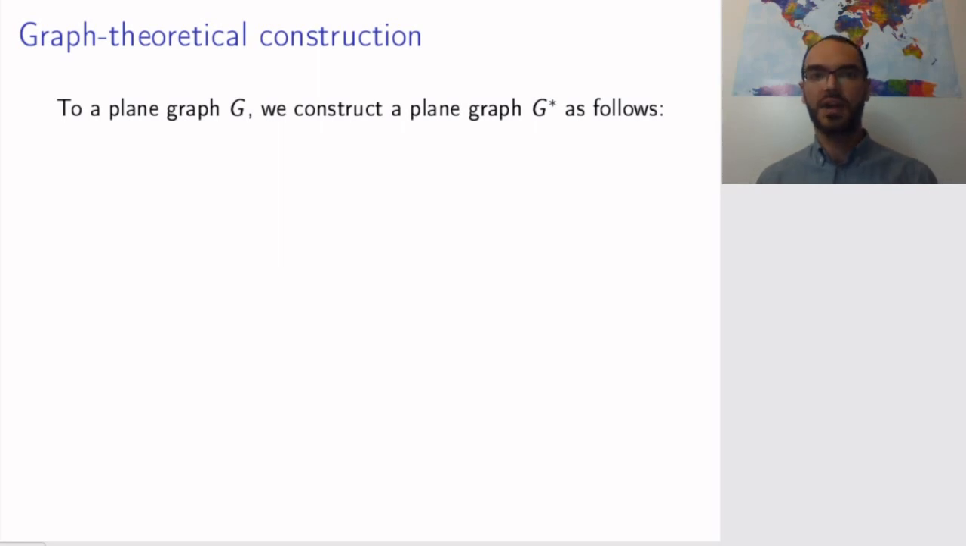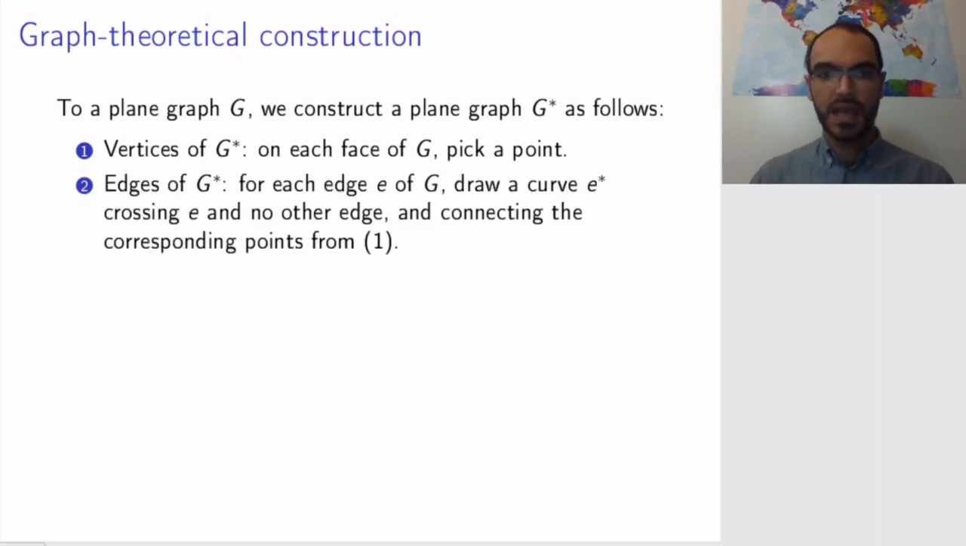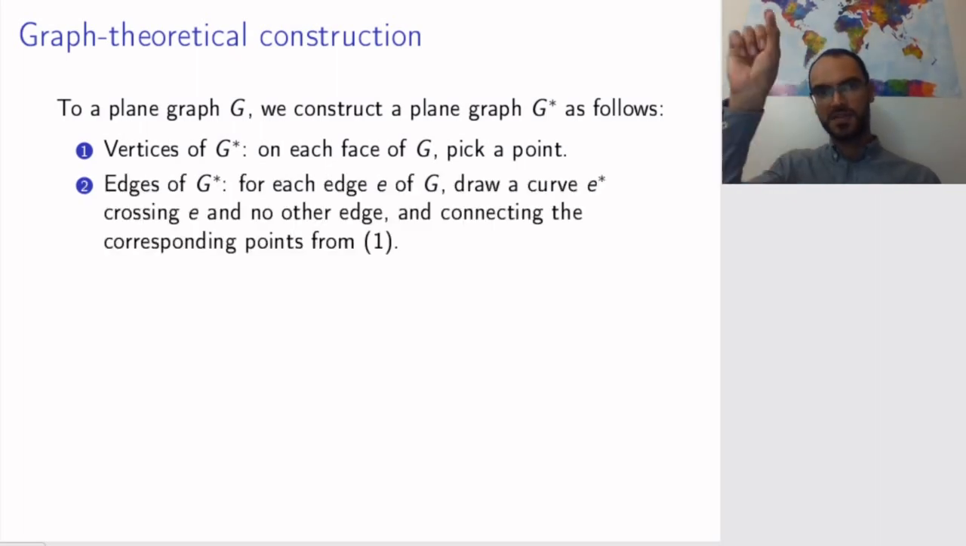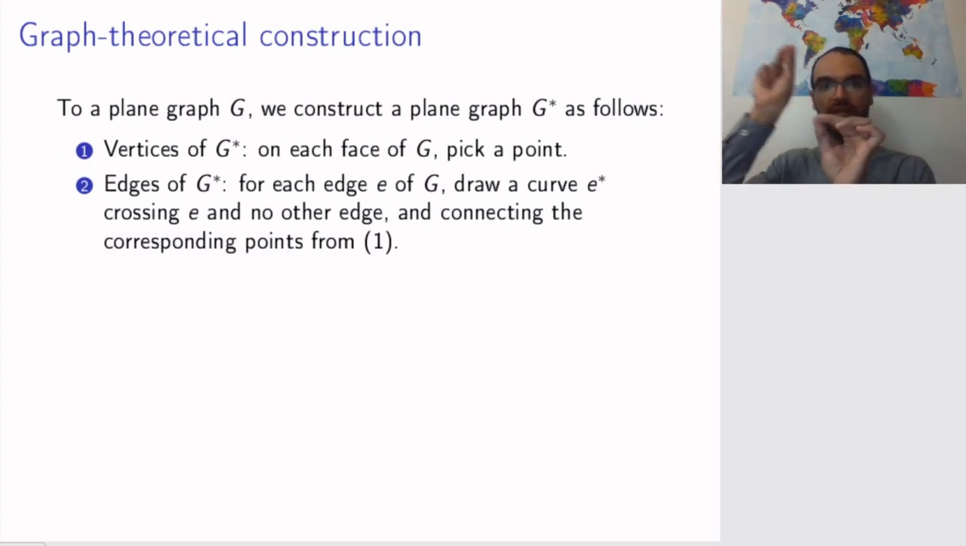We need to construct a graph, meaning we need to construct vertices and edges. As the vertices, you pick 1 point in each face of your original graph G, and you connect 2 such vertices precisely in such a way that you cross exactly 1 edge of your original graph. So for each edge of the original graph, you draw a curve, crossing that edge and nothing else, and connecting the corresponding points in the corresponding vertices.